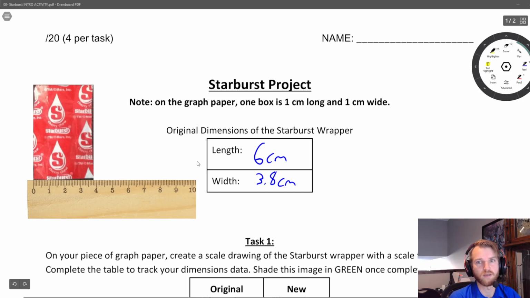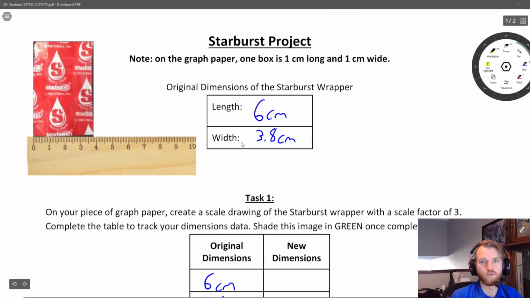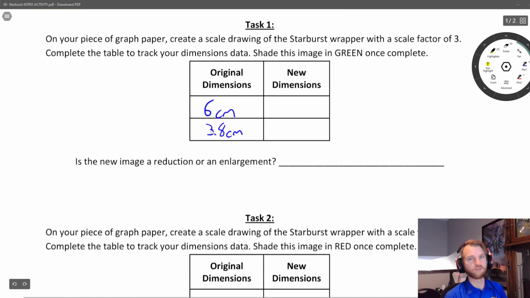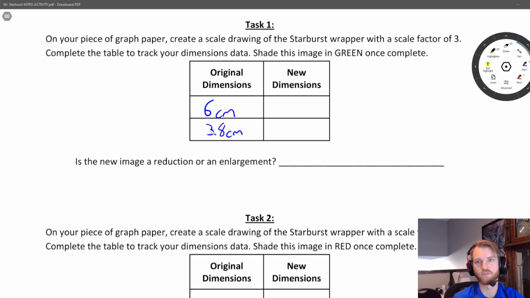The length I got was 6 centimeters, and then 3.8 centimeters for its width. Those are my original dimensions. So this is my real life starting off; this is what the wrapper was. Now our first task is to get a piece of graph paper and create a scale drawing with a scale factor of 3.